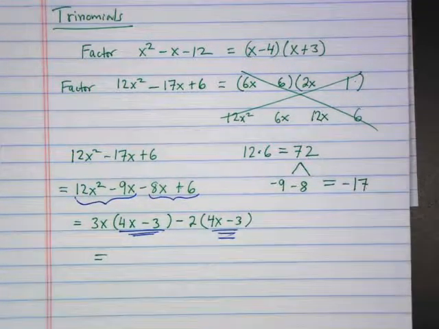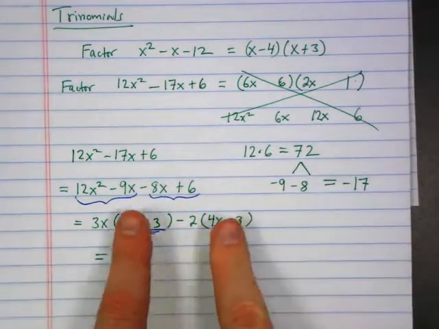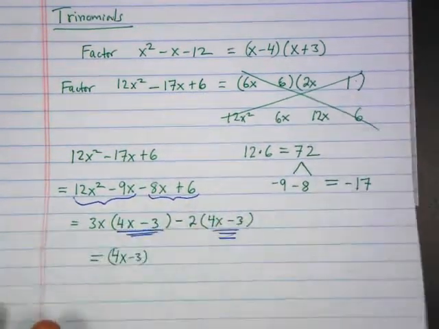What's common now? 4x minus 3. And I take that out. Left over is 3x minus 2.